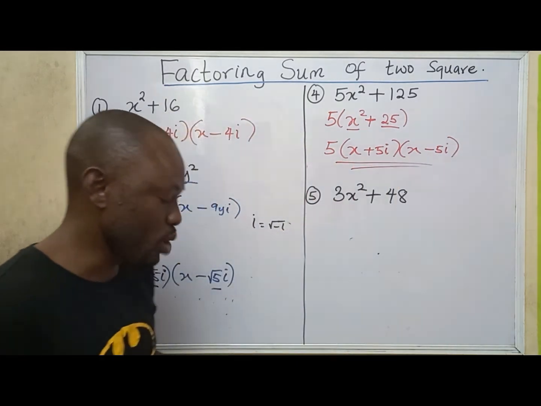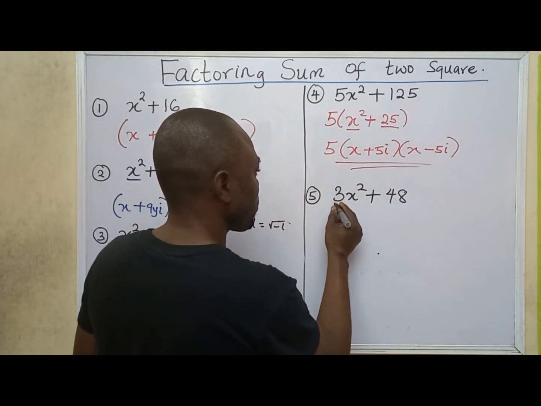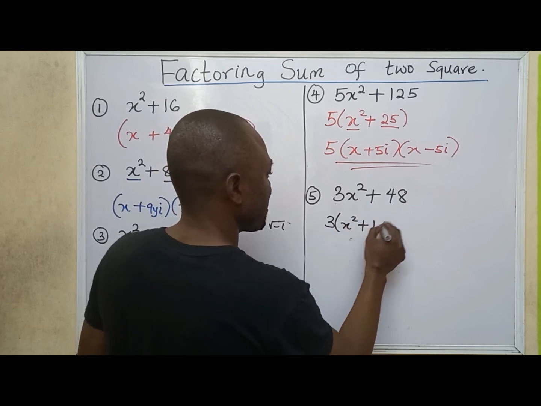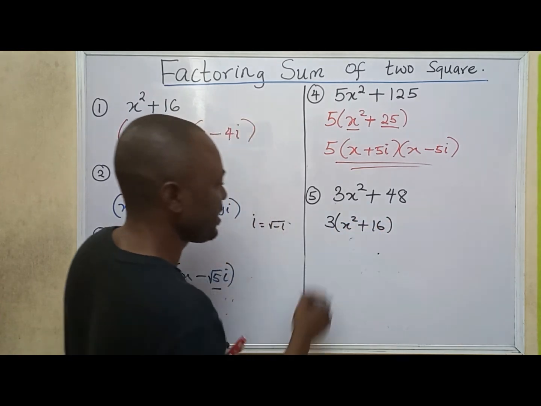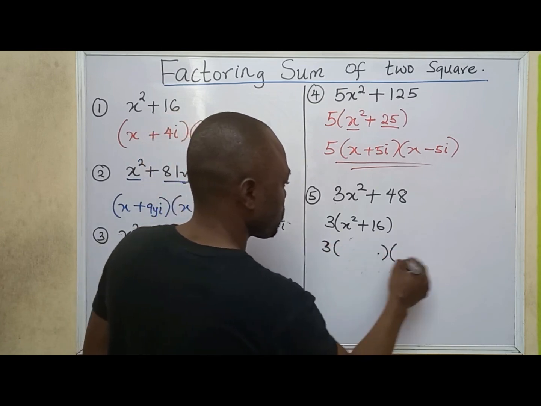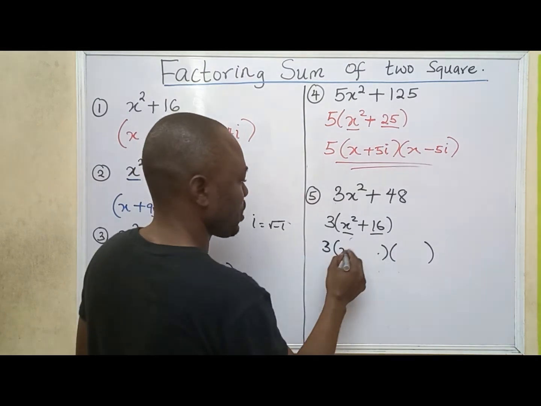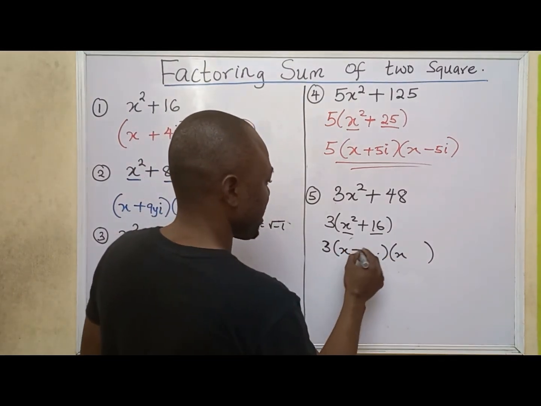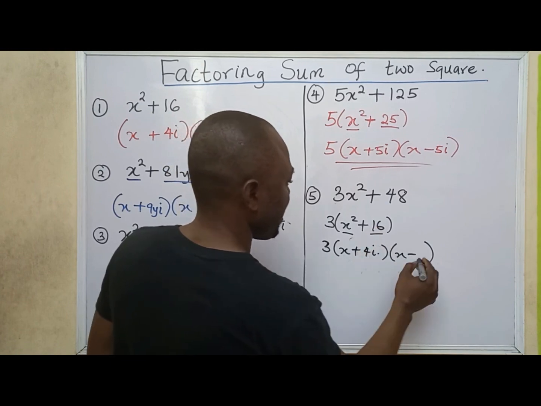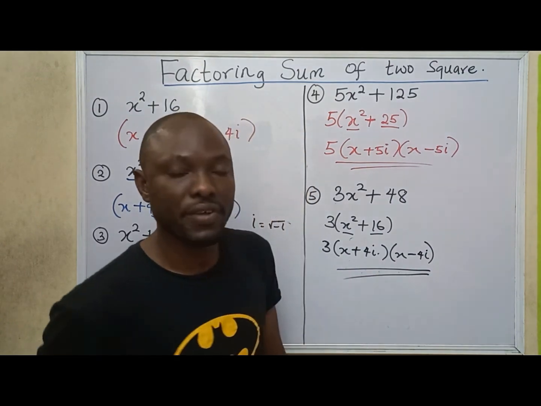Now the last problem, I'll do the same thing. I'm going to factor out 3, because then I have x squared plus 16. Then this will be 3 into bracket. I'll open up two parentheses. This is a perfect square, that is a perfect square. So I have x here, x on the other side, plus, minus. Then I have 4i, and then 4i. So that's pretty simple.